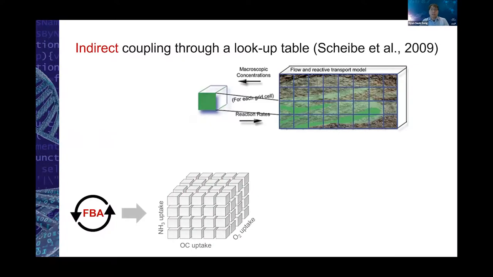And now Tim and his team developed a nice, elegant idea for how to couple FBA with reactive transport modeling through a lookup table. So what is a lookup table? He already mentioned that, but I'll go over it again. A lookup table is like this. This is a simple three-dimensional representation of a lookup table. Without having to run FBA every time step, for every single grid cell, we just run FBA over the possible range of input fluxes. Then we generate them in advance.